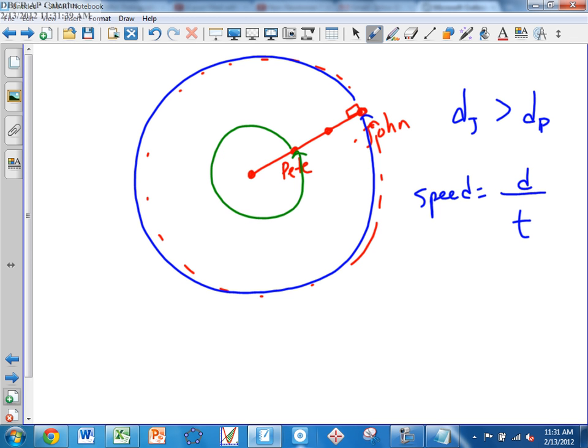What do you think? John goes a distance of, let's say, 10. We'll round to whatever it may be. Pete goes a distance of, let's say, 4. So who goes further? John. And the definition of speed is just the distance you travel over the time. It takes them the same time to get around because they're on this thing that's rotating. The spoke is rotating all together, it's not separate parts. So in the end, John has a higher speed.